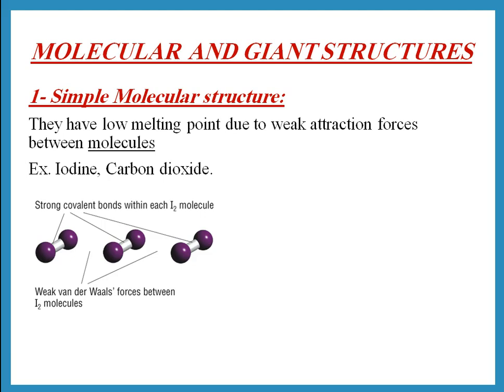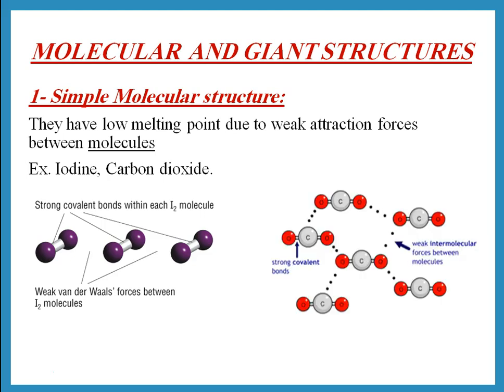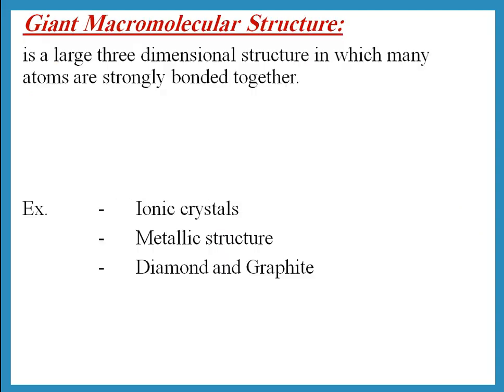We are talking about the interaction between the molecules. The interaction between the molecules is weak, what we call van der Waals forces. So these will be easily broken, and that's why iodine has a very low melting point. It actually sublimes. Carbon dioxide also sublimes because the molecules are small. Inside the molecule there are strong covalent bonds, but in between the molecules there are weak intermolecular forces that can be easily broken and need a small amount of heat to separate them, so this will have a low melting point.